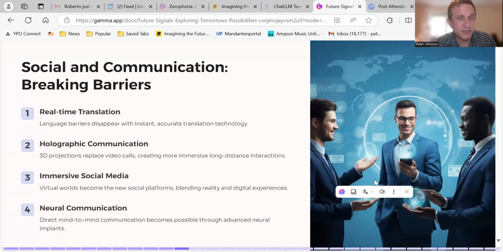Again, and communication, what if there would be real-time translation? What if it'd be holographic communication? Instead of seeing each other on a screen, we just see each other in the classroom as holograms. What if in our social media, we're fully immersed in it, so we're actually feeling like we're living inside of it? What if there's neural communication and we just have an implant in our brain and we don't use any device?